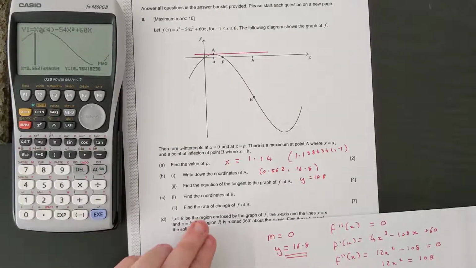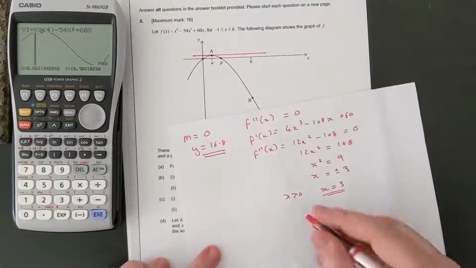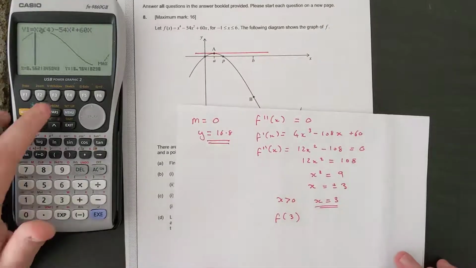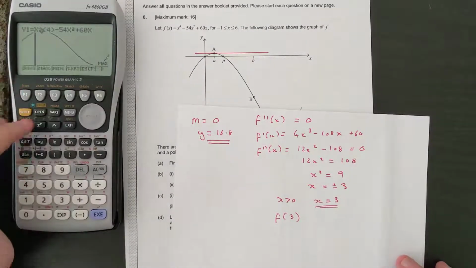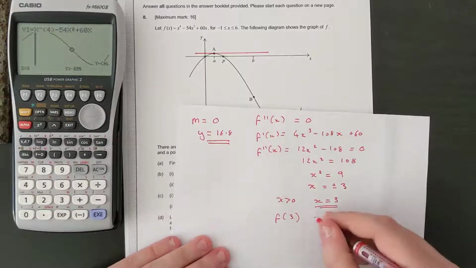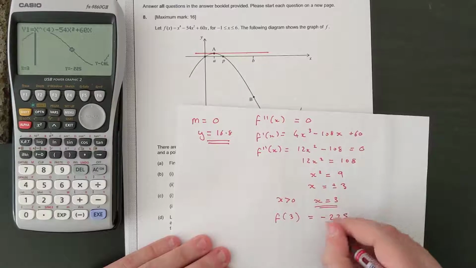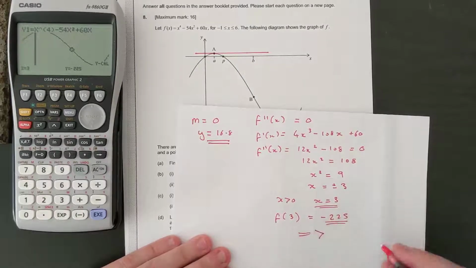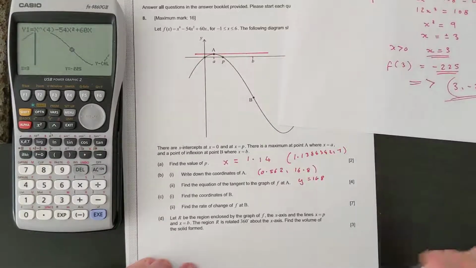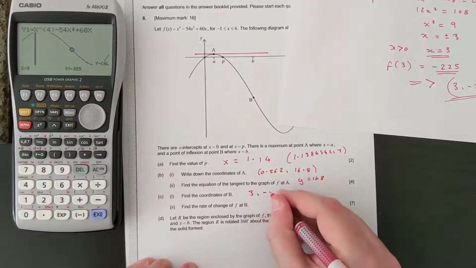You're asked in the question to find the coordinates, so I then sub that back into my graph, which I can do using my GDC, gsolve, ycal. When x is equal to 3, y is equal to minus 225, and therefore my coordinates are (3, minus 225). Once again, you'll be doing this in your answer booklet.